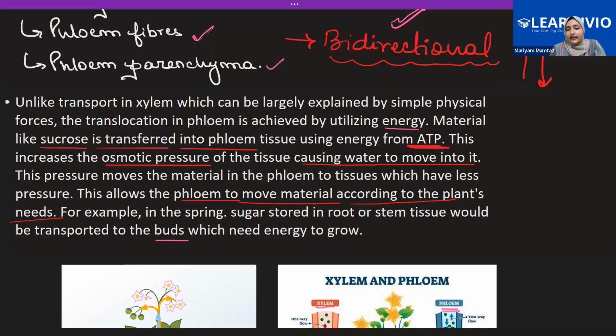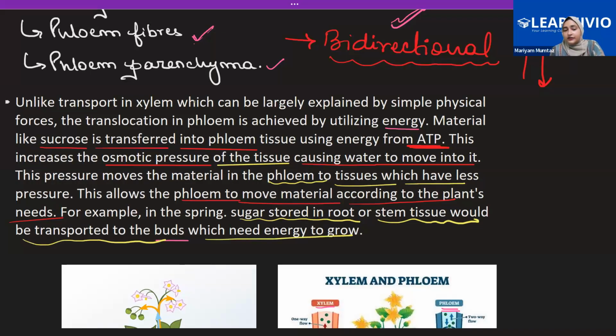This particular thing increases the osmotic pressure of the tissue, causing the water to move into it. This pressure moves the material in the phloem to the tissues which have less pressure. This allows the phloem to move the material according to the plant's need. For example, in the springtime, the sugar stored in the root or the stem would be transported to the bud, which requires energy to grow.